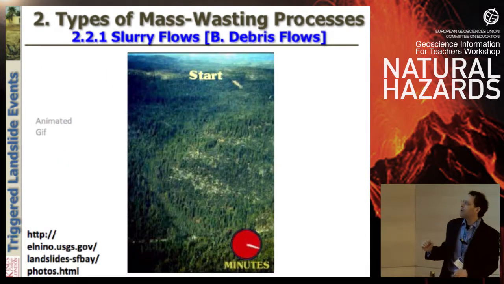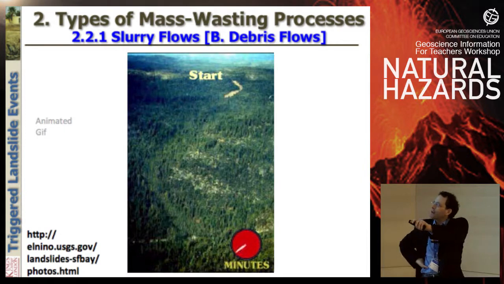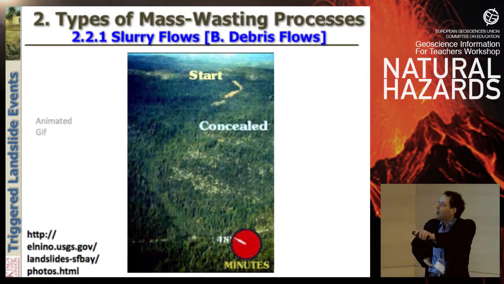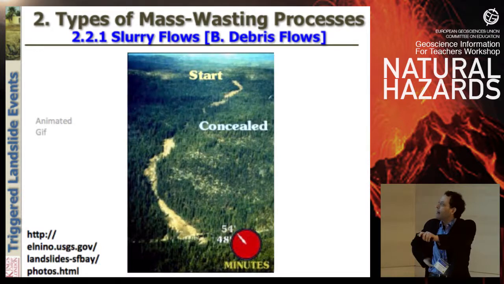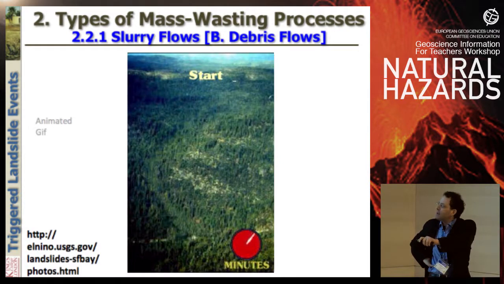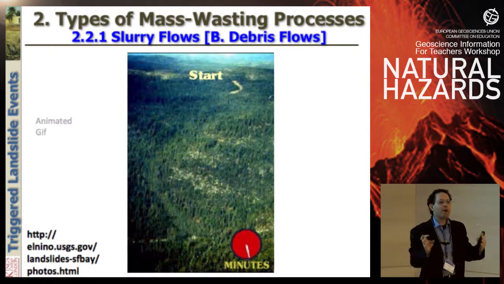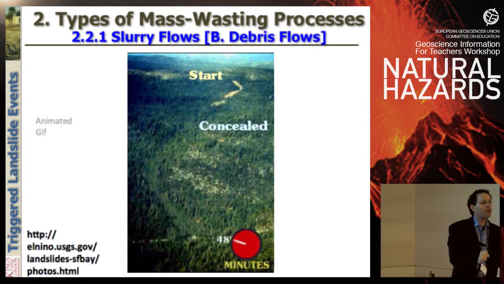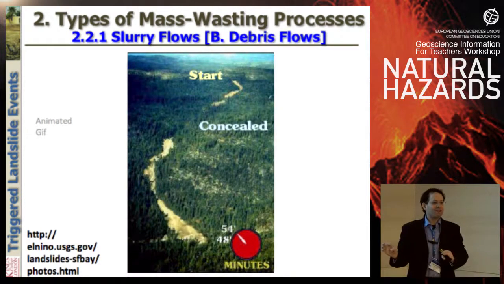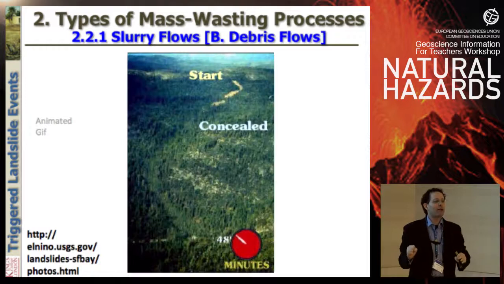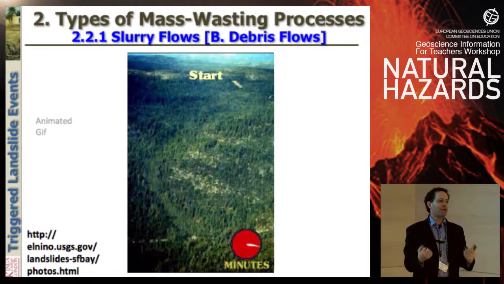I'll just show you some examples. This is a debris flow. It's coming out, it's coming along. This is in minutes, it's about an hour, it's concealed here, and it comes along. And the thing about these flows is they can go very far distances and they can go very quickly. So they can become very, very dangerous.